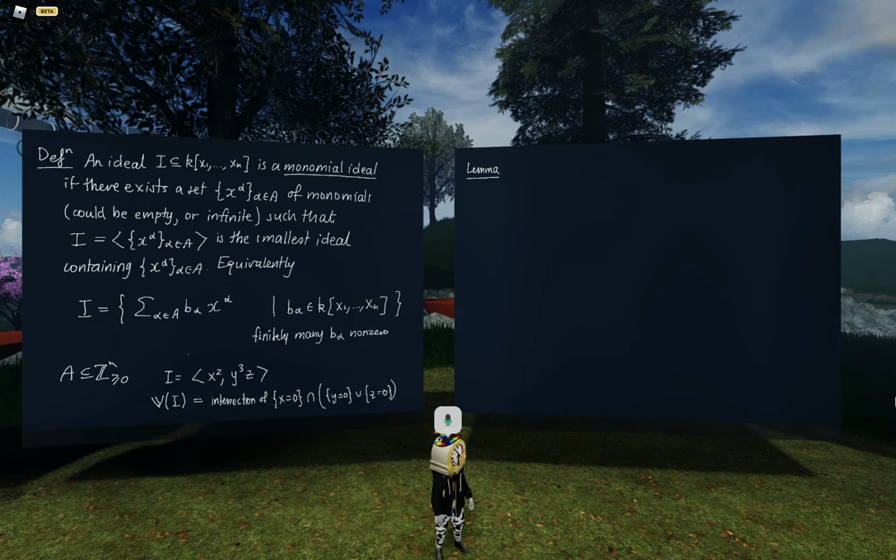So it's a remarkable fact that somehow we can reduce almost everything computationally to monomial ideals, where the monomials are leading terms of things. This is a really remarkable idea. Okay, so let's take a monomial ideal.